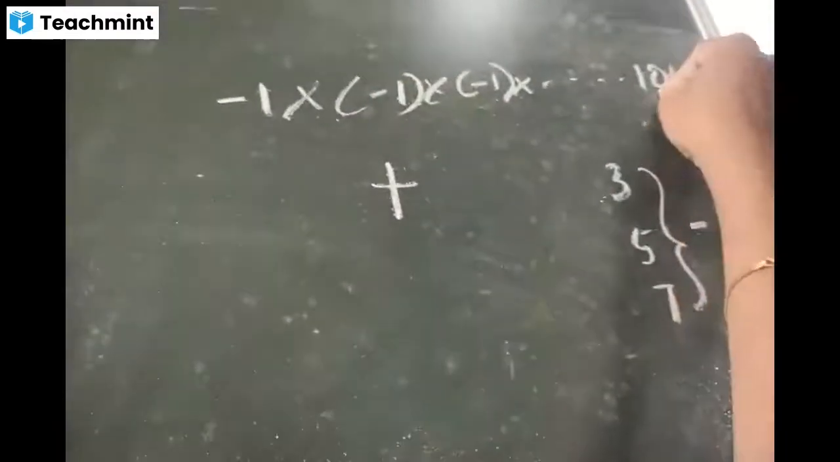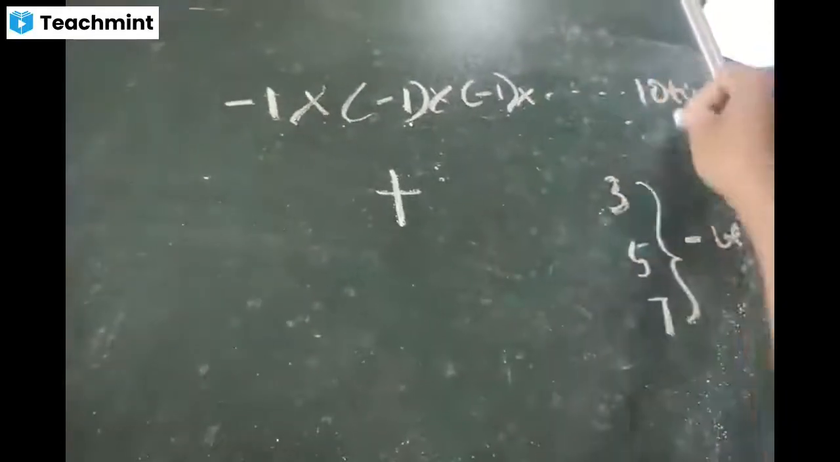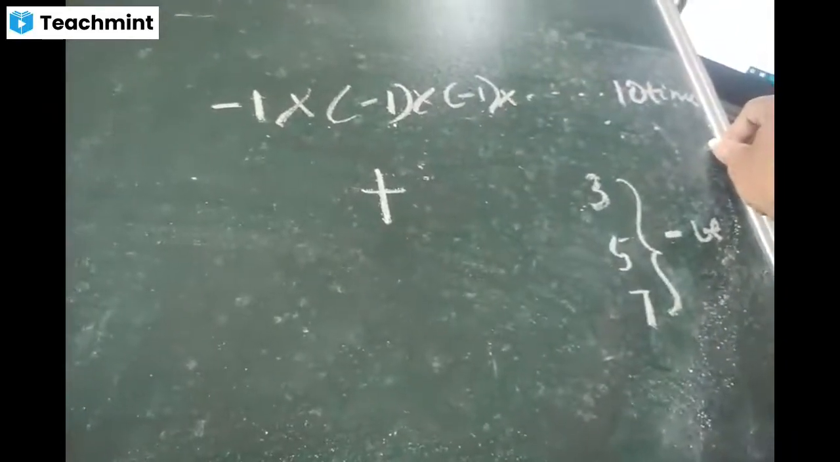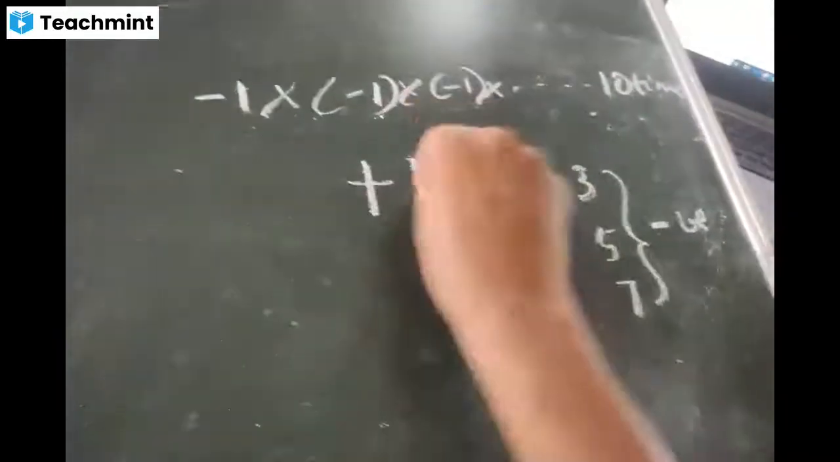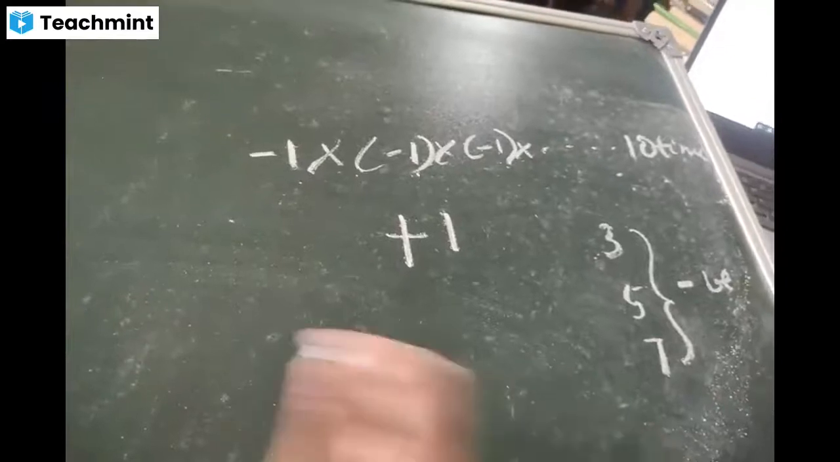So 10 times means we are getting a positive. 1 ones are 1, 1 ones are 1. If you multiply 100 times also, 1 into 1 becomes 1 only. So the answer is plus 1. Okay, plus 1.